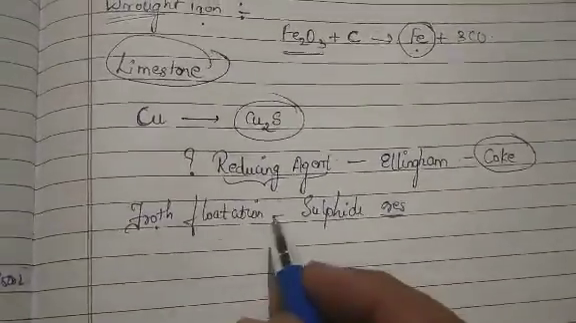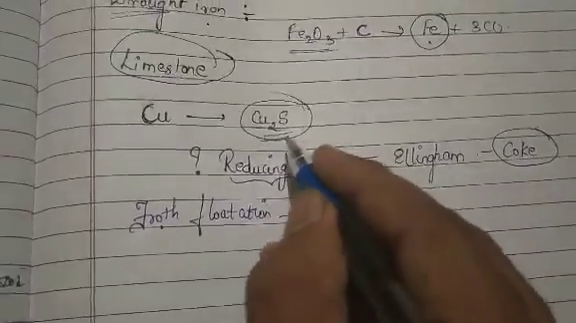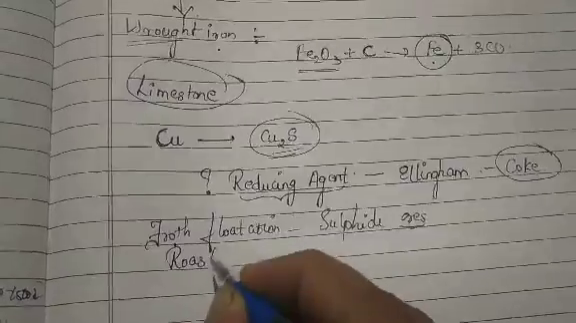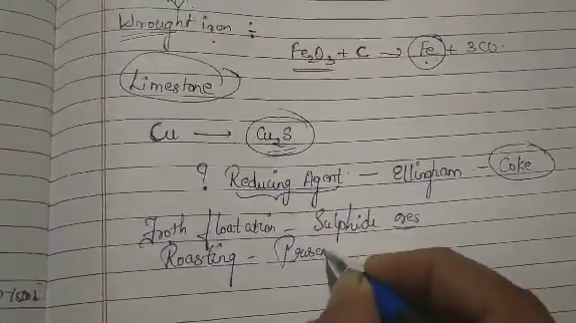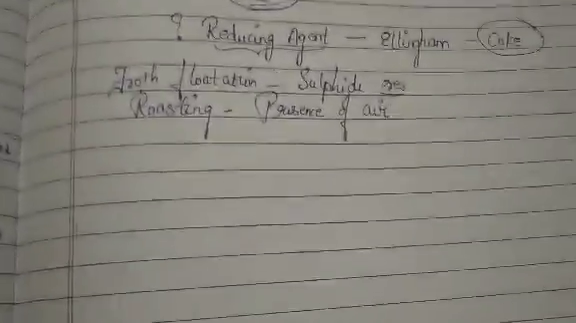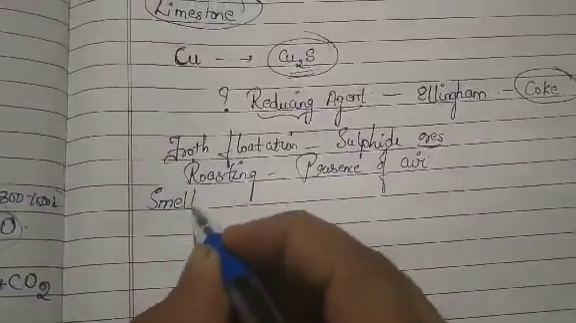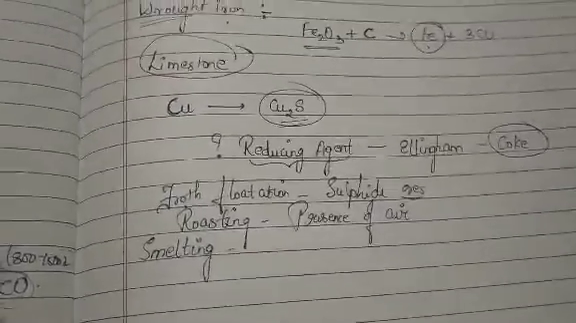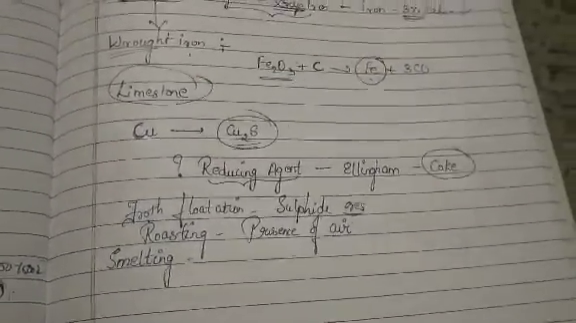So after the froth flotation, we are going to burn the ores. Since it is a sulfide ore, which process are you going to take? Of course, roasting. That is, in the presence of air. Able to understand? So once you have done the roasting process, the next process is called reduction or smelting. That is, you are going to heat your ores in the presence of a suitable reducing agent.